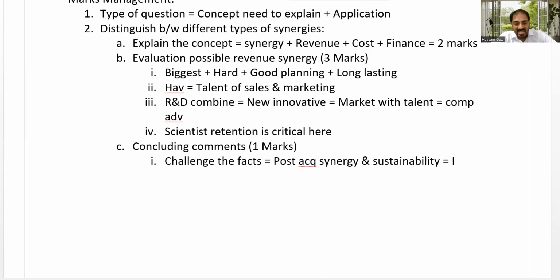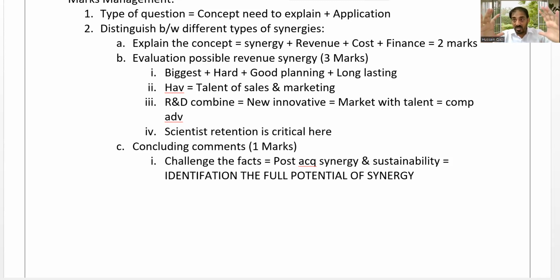Here you will mention that the real challenge is the identification of the full potential of synergy, which is very critical. Make sure that you have identified the full potential of synergy, including revenue. But another most important, critical point is the post acquisition integration issue.